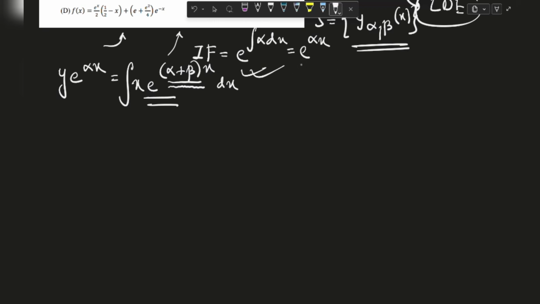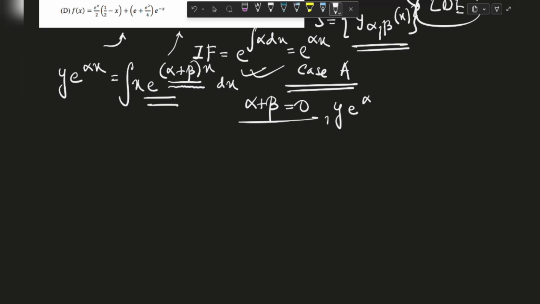So what I am doing is I am taking a case A where I am considering that this alpha plus beta term is actually 0. Okay, this can be a case, right? Anything can be. So let's take alpha plus beta equal to 0. Let's take this as one case, and in the other case I will take all other cases and I will write alpha plus beta is not equal to 0. Okay, so now if we take alpha plus beta as 0, this equation becomes y e power alpha x is equal to integral e power 0 is 1 and x, so x square by 2 plus c.